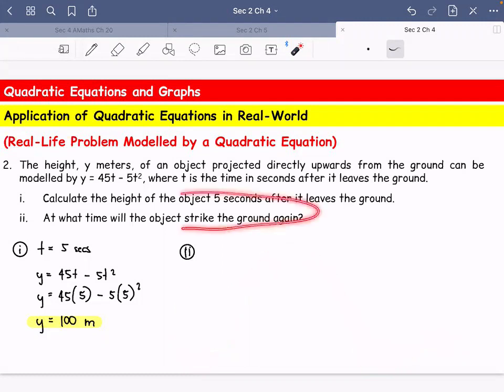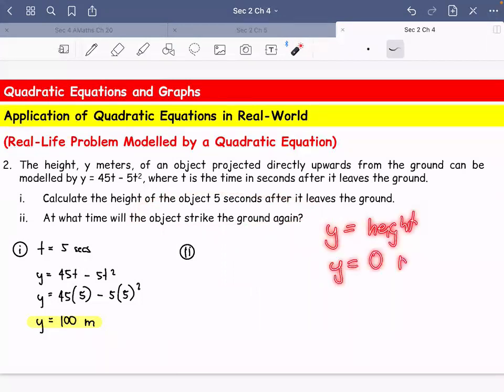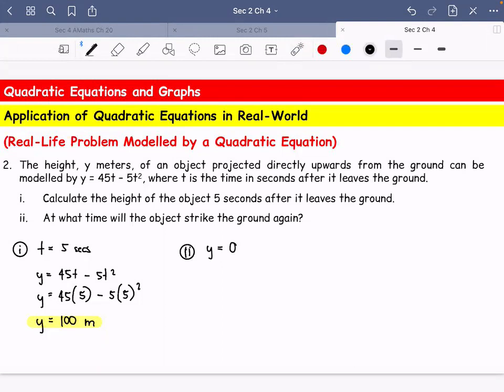whenever you see that the object will strike the ground again or hit the ground again, that means that y is equal to 0. In this case, y is the height, right? So that means y is equal to 0 meters, or just basically 0. So let's write that now. y is equal to 0, again, because it's already on the ground. So we need to solve for t, right?